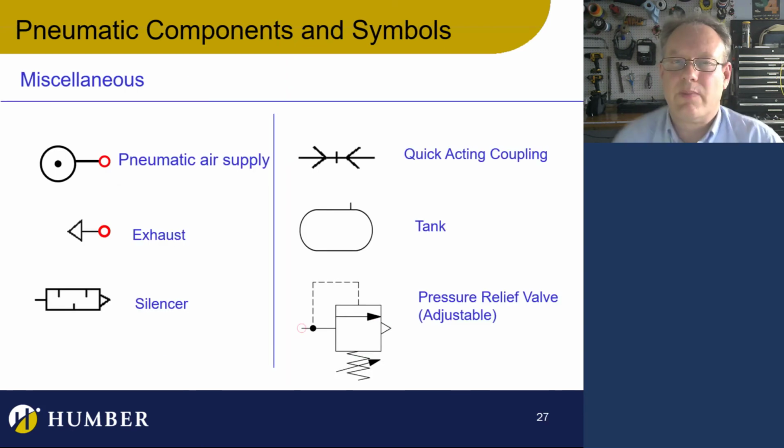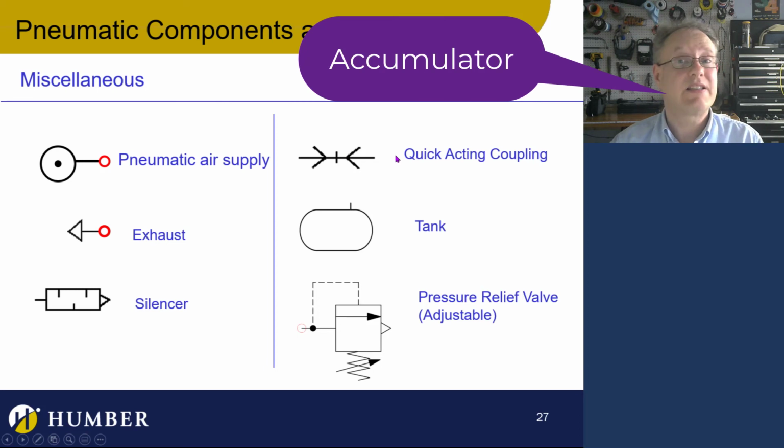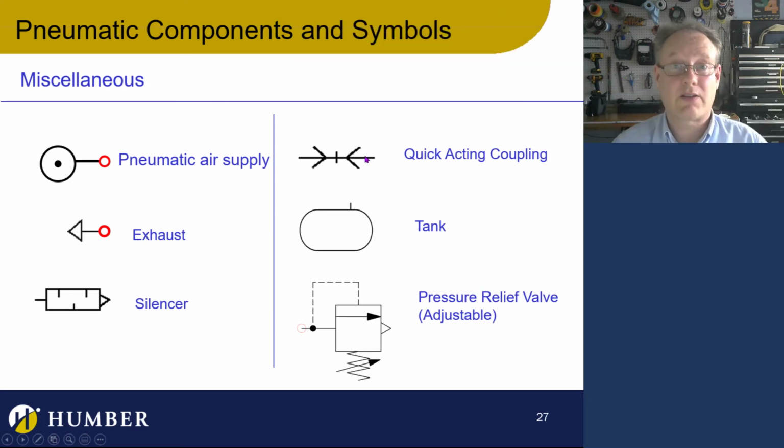Just some more symbols that I want you to be familiar with. And again, a tank. You see it's a little fatter and a little larger. That's going to indicate a pneumatic tank as opposed to a pneumatic actuator. This is a quick disconnect coupler, quick disconnect like that. And this is your pressure relief valve, which is adjustable, and that was on the symbol that we saw before.